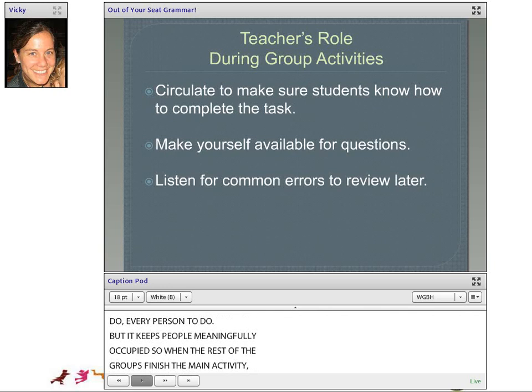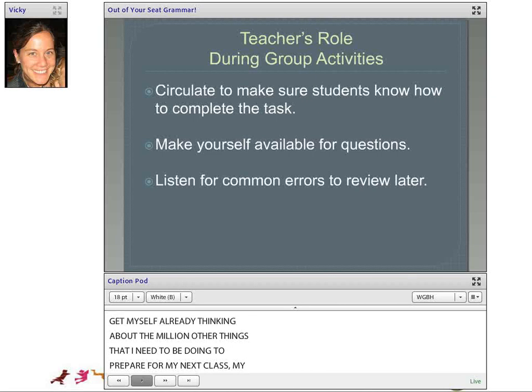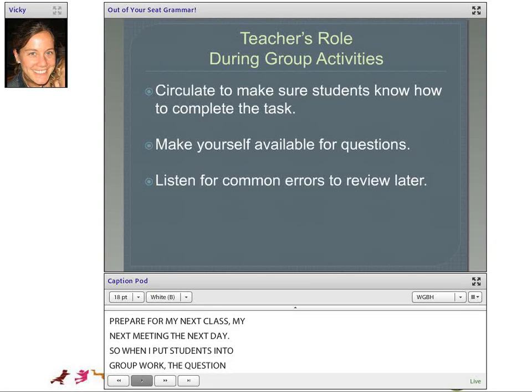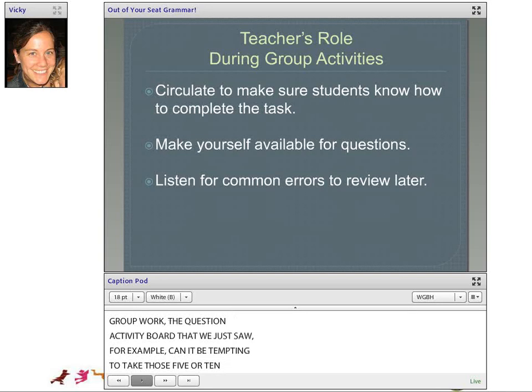What is the teacher's role during group activities? Now, I don't know about you, but sometimes when I'm in class, I get myself already thinking about the million other things that I need to be doing to prepare for my next class, my next meeting, the next day. And so when I put students into group work, the question activity board, for example, that we just saw, it can be tempting to take those 5 or 10 minutes and quick get out your lesson book or quick make a list of the things that you need to do while the students are busy.